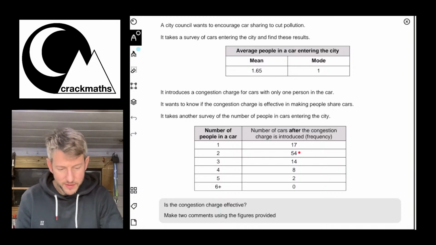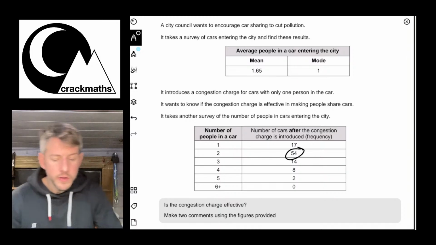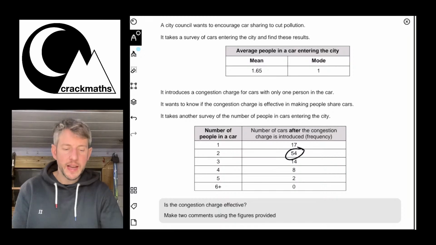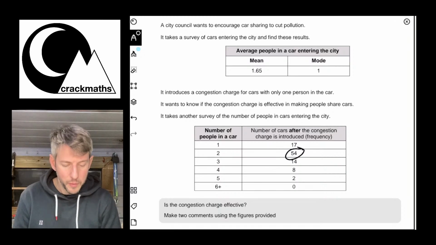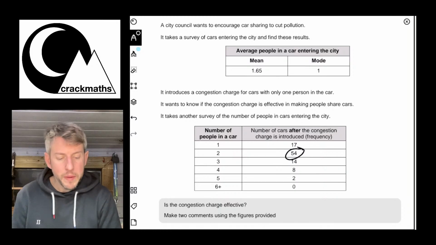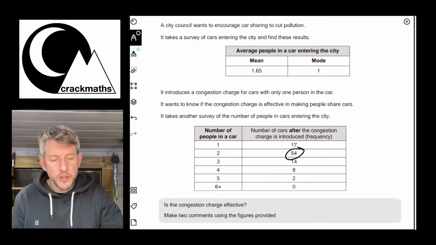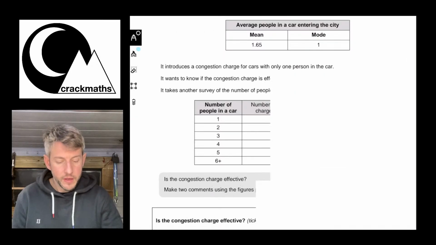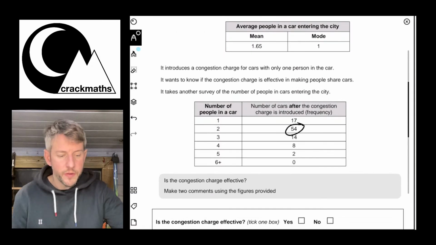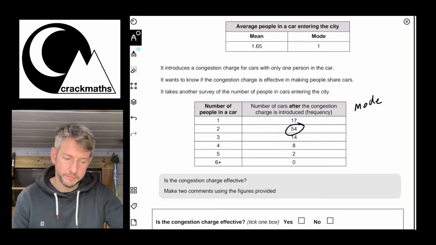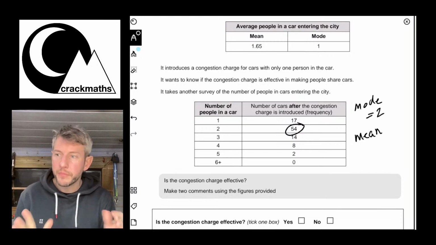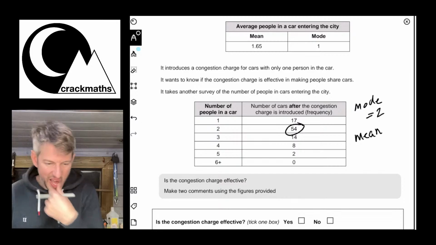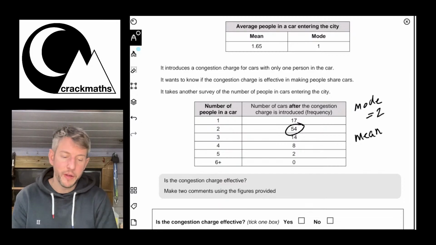Well, it is, because the mode has gone to 2. So the new mode is now 2. That means it's most common for people to have somebody else in the car with them. We will probably have to calculate the mean as well, because that's the other figure they've given. But I think it's definitely been effective. Let's find the mean. This is a nice mean question. Oh, actually, it's a bit of a tricky mean question. We've got to work out how many people there were altogether.